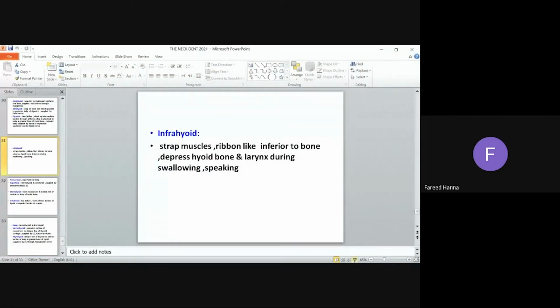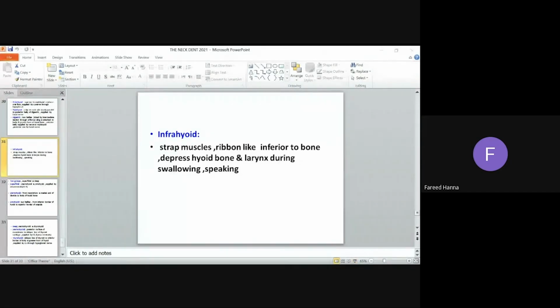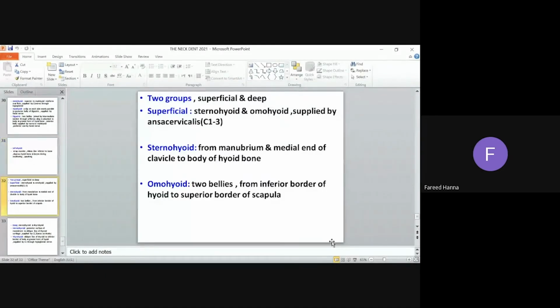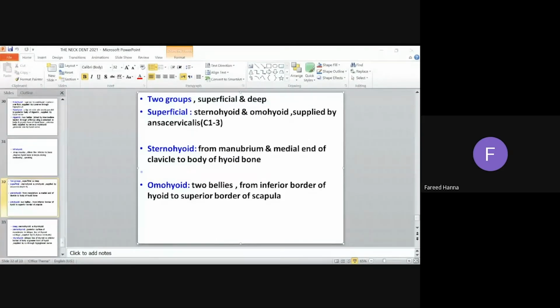Now the infrahyoid muscles, from their name, they are inferior to the hyoid bone. We call them strap muscles, ribbon-like, inferior to the bone. They depress the hyoid bone and larynx during swallowing and speaking. Now the infrahyoid are of two groups: superficial group and deep group. The superficial is formed by sternohyoid and omohyoid.